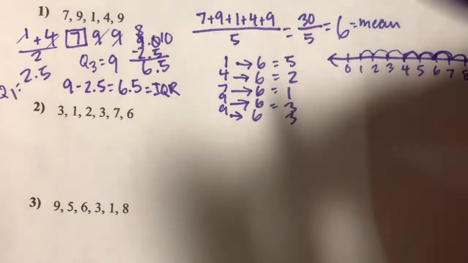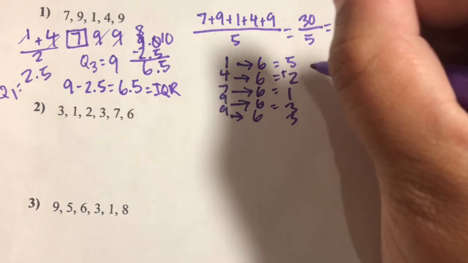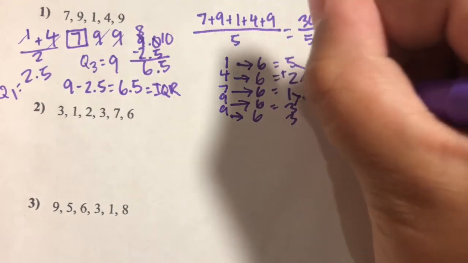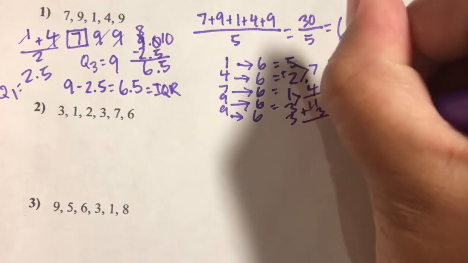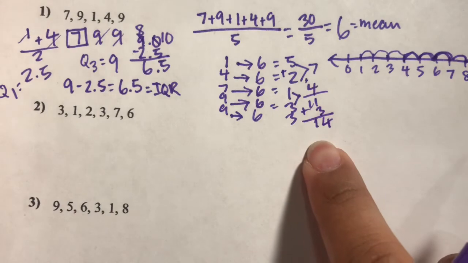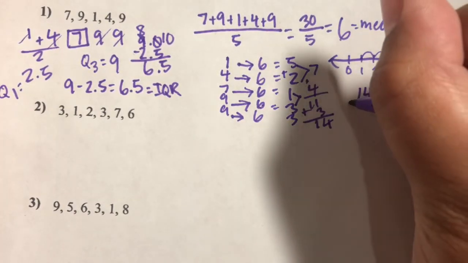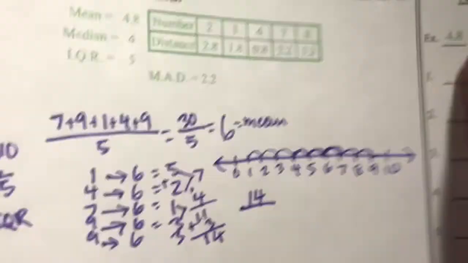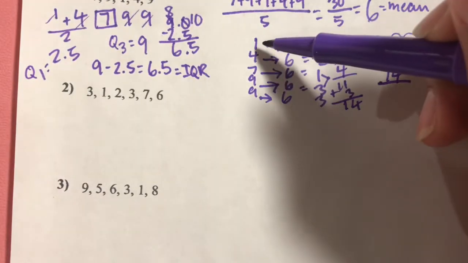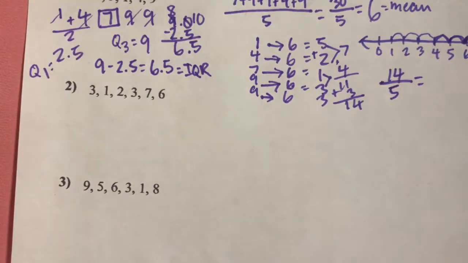So now that we have all our distances, we need to add them all together. 5 plus 2 is 7. 1 plus 3 is 4, which equals 11, plus 3. And that will equal 14. Okay, now we have our sum of the distances, and because we're finding the mean, we need to divide it by however many numbers there are. 1, 2, 3, 4, 5. 14 divided by 5.